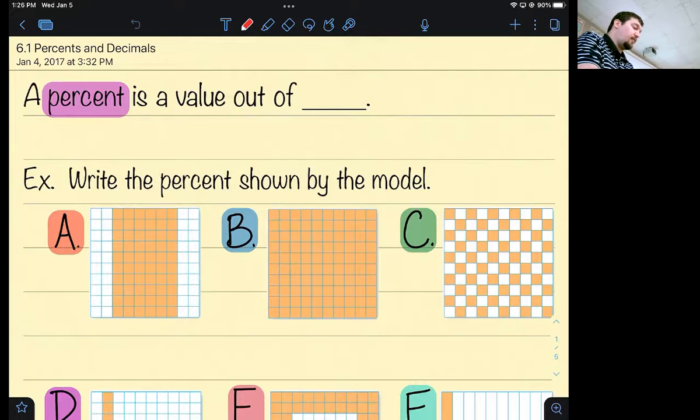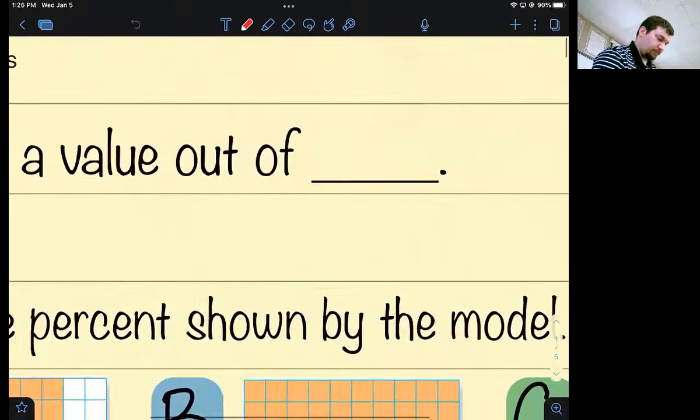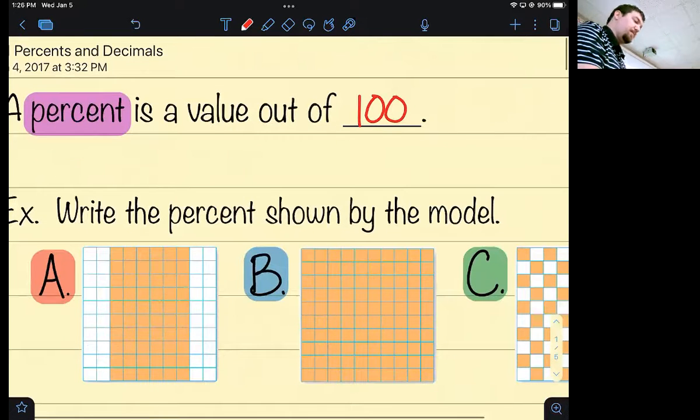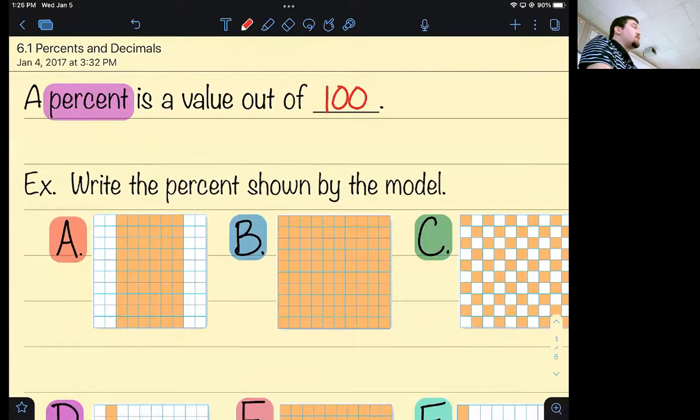So to start off with, let's talk about the word percent. What are all percents out of? Gage? 100. The word percent actually comes from the Latin phrase percentium, which means from 100. Just like a century has 100 years and there's 100 cents in a dollar, the word cent means 100, and so percents are all out of 100.